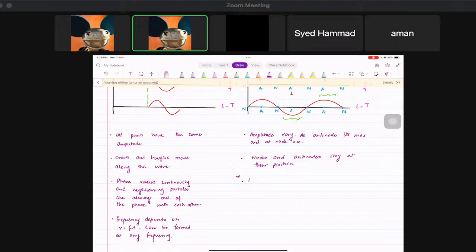Let me write fully. Between the adjacent nodes, all points vibrate in 0-degree phase difference. So in stationary wave, there are only two phase differences: 0-degree or 180-degree. There is no other one. Just to tell you.